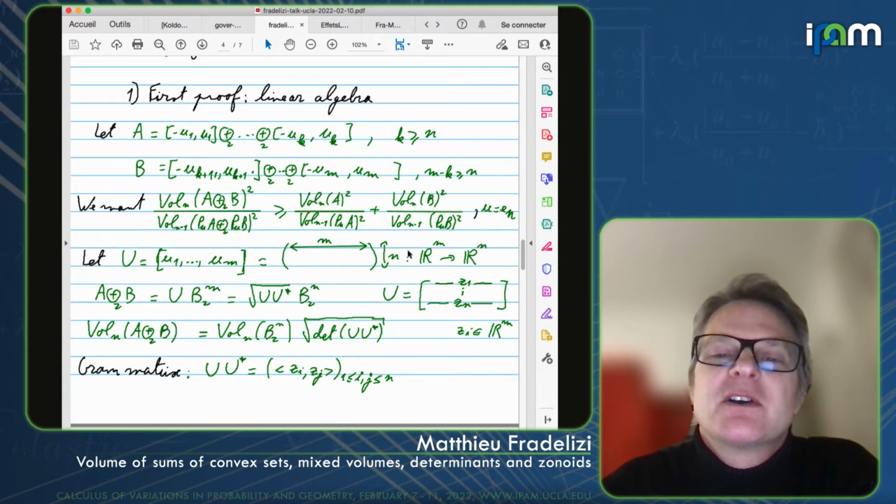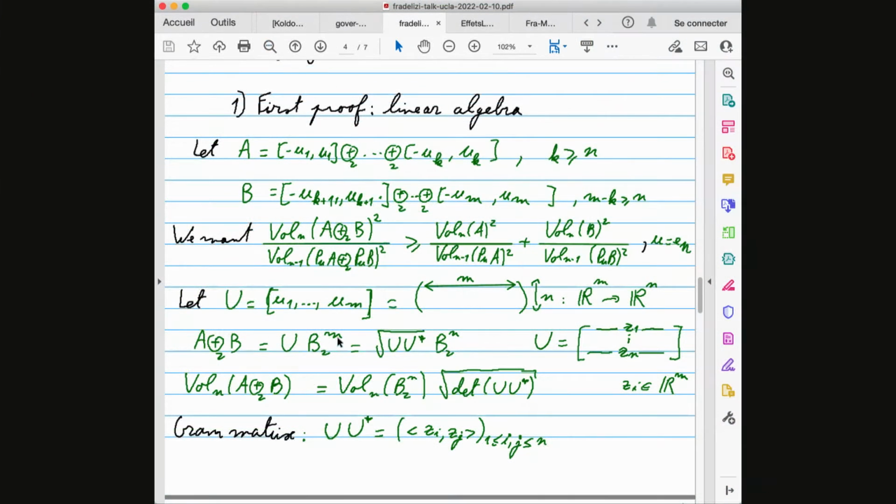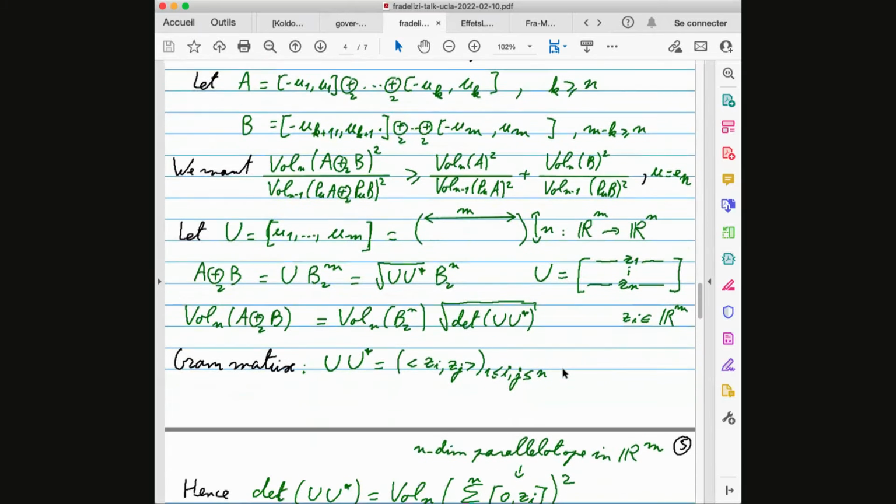So the big space, and you send it into Rn. And it's easy to see that it's the same as U U star B. So small space. And because of this formula, the volume is just the volume of B^n times the square root of the determinant.